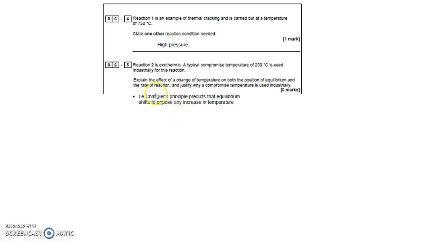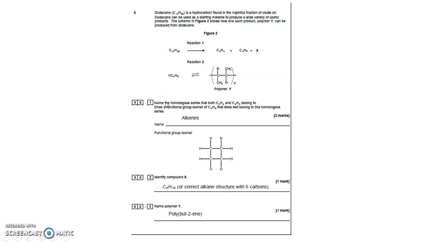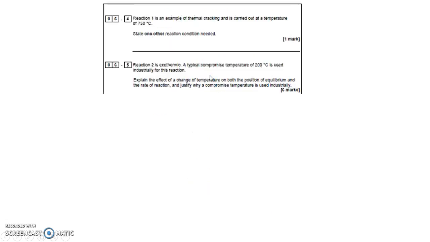And Le Chatelier's principle then says that the equilibrium position will shift to oppose any increase in temperature. So Le Chatelier's principle says that the equilibrium position, for a reversible reaction like that, will shift to oppose the change. So what will happen, the effect of a change of temperature? As I increase the temperature, what's going to happen to this reaction? Well, Le Chatelier's principle says it will shift to oppose any increase in temperature.